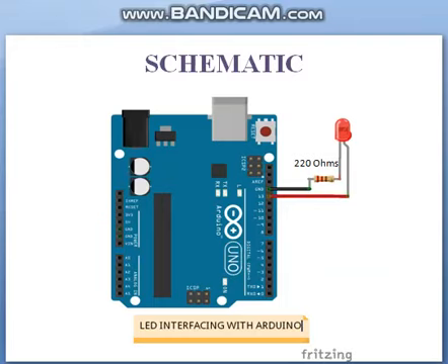Here is the schematic to interface an external LED with the microcontroller board. The positive terminal of the LED is connected to pin number 13, whereas the negative is connected to ground via a 220 ohm resistor in series.